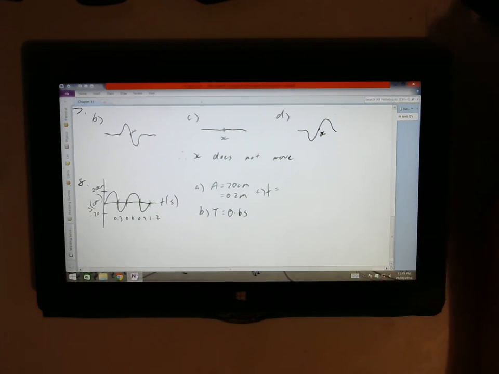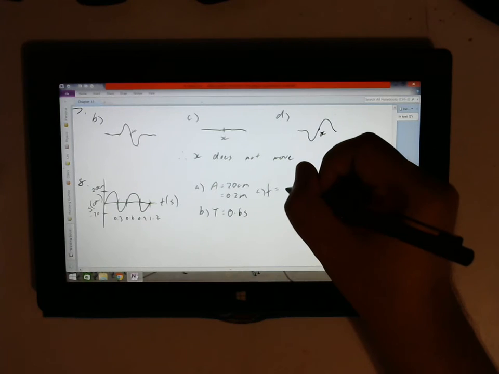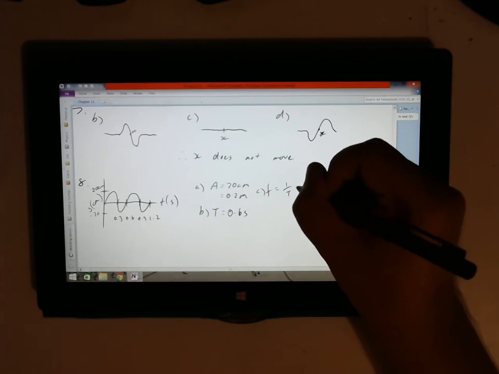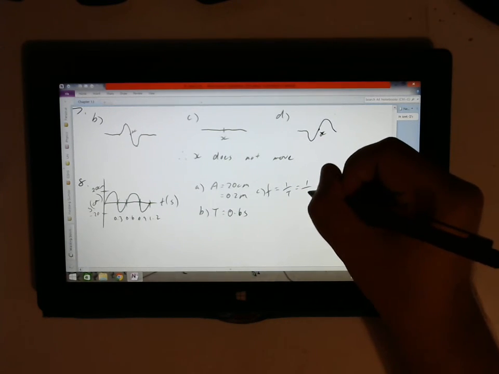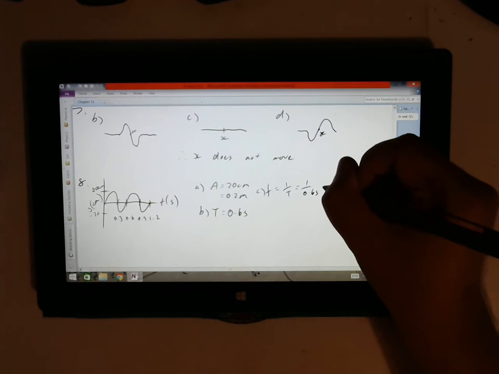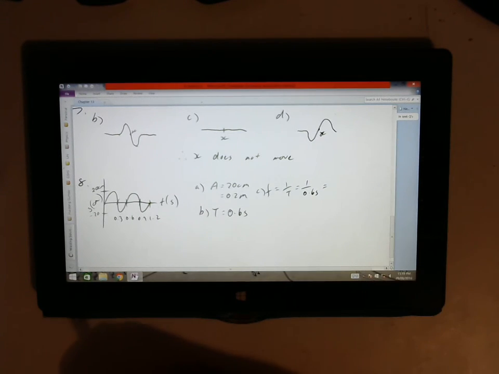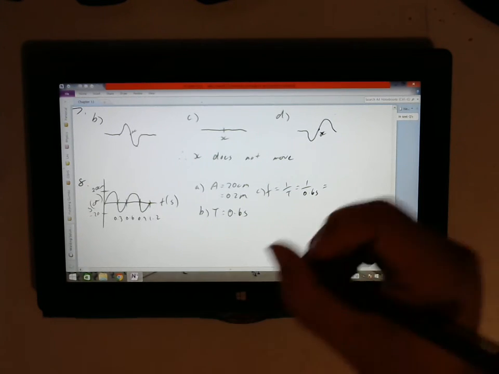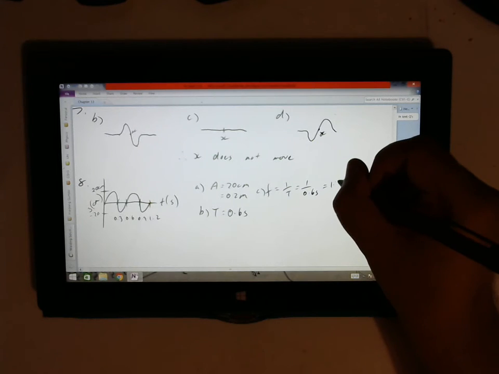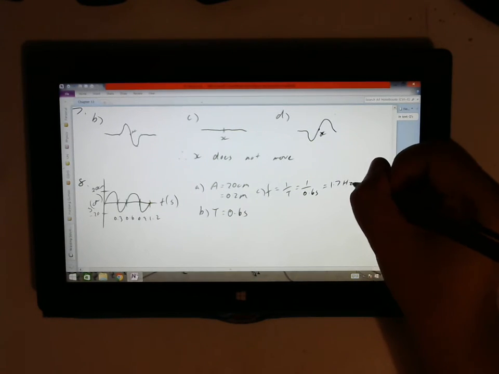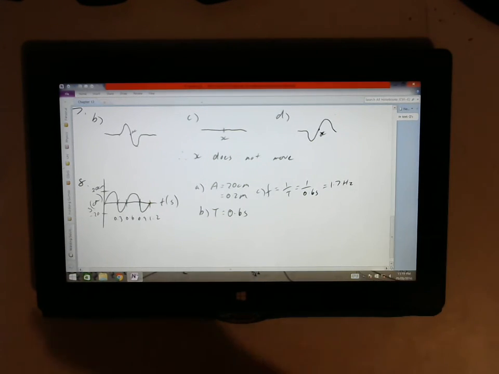Before we saw that frequency and period were inverses of each other, so this is just going to be 1 over T, equals 1 over 0.6 seconds, and if we put that in, we get about 1.67, or rounded off, 1.7 Hertz. Let's round that off to 2 decimal places there.